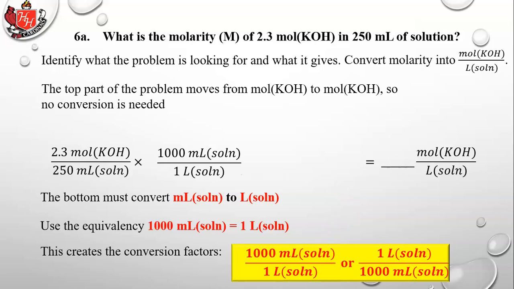Why? Because milliliters will cancel with milliliters. And so there's milliliters of solution on the bottom, milliliters of solution on the top, and we end up with liters of solution. Well, first we end up with moles of KOH on the top and liters of solution on the bottom, and that's what we need. So all of our units line up properly, so now it's time to do the math. So 2.3 times 1,000 divided by 250 divided by 1, and that gives you 9.2 moles KOH over liters of solution, or really the way to write it is 9.2 capital M for molarity. And the way it's read is 9.2 molar.